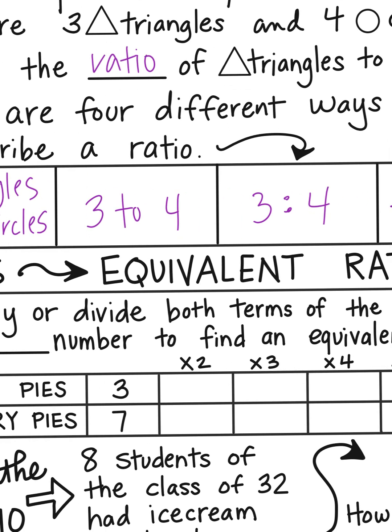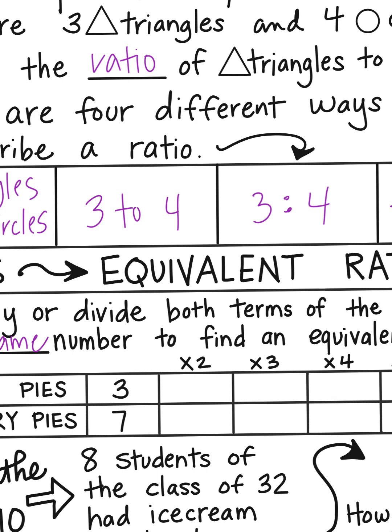When you're looking at equivalent ratios, you're going to multiply or divide both terms of the ratio by the same number to find an equivalent ratio. Just like whenever we work with equivalent fractions, if I'm trying to get 3/4 to an equivalent fraction out of 12, then I have to multiply the bottom by 3. And whatever I multiply the bottom by, I have to multiply the top by the same thing. So this is very similar. I multiply or divide both terms of the ratio by the same number to find an equivalent ratio.